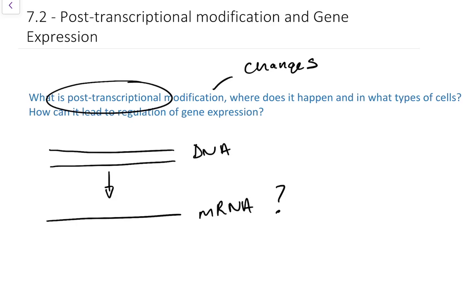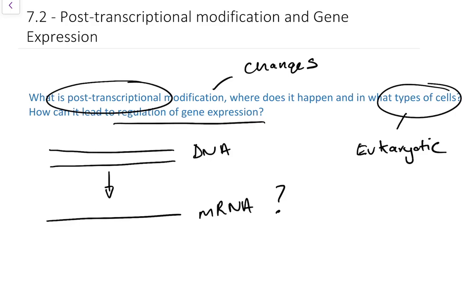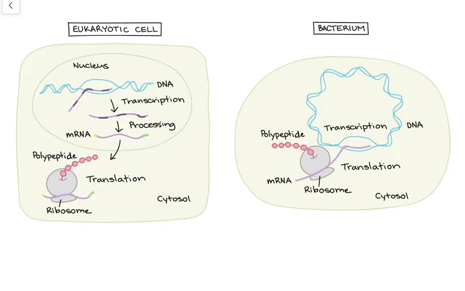So what kind of cells does it happen in? Well, the type of cells, we're going to have a look at a picture in a second, but the type of cells that it happens in, they are eukaryotic. And how can it lead to regulation of gene expression? We'll get onto that in a minute. Here are two types of cells.